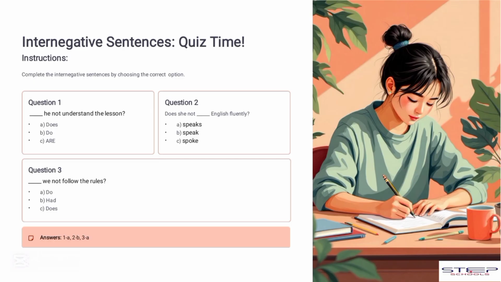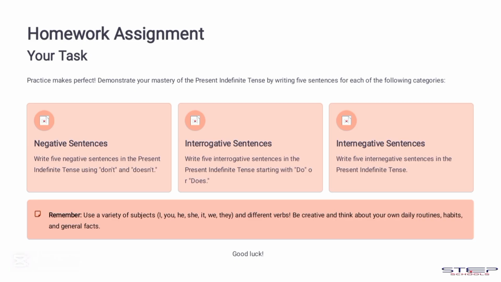So that's all right, students. Now we're going to move towards your home task. Dear student, demonstrate your mastery of the present indefinite tense by writing 5 sentences for each of the following categories. And remember to use a variety of subjects and different verbs. Be creative and think about your own daily routines, habits, and general facts.